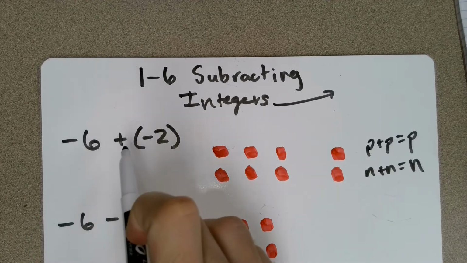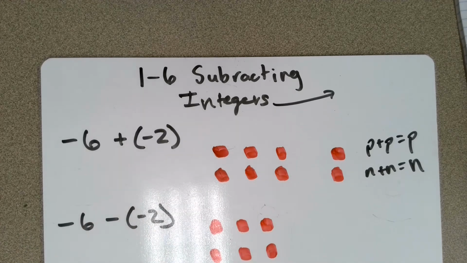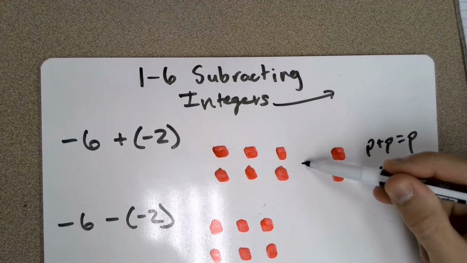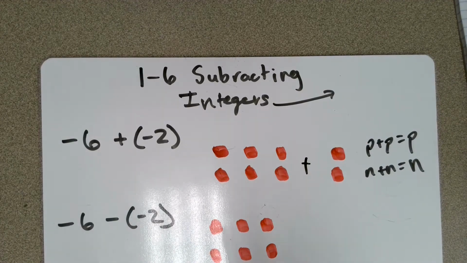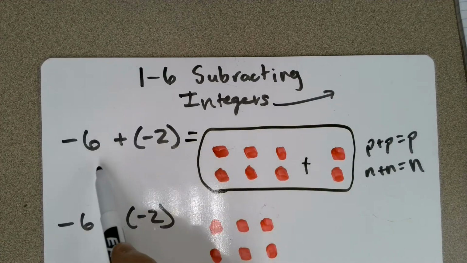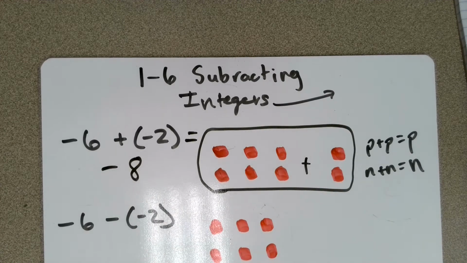So I have -6 plus -2. So if we remember, we have our -6. I wrote them all in red. And if we're going to add our -2, those all are going to get bunched together. Here's our -6. Here's our -2. All those bunched together and leaves us with -8. -8 total. All right, now we're looking at subtraction.